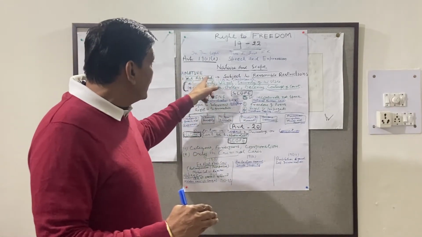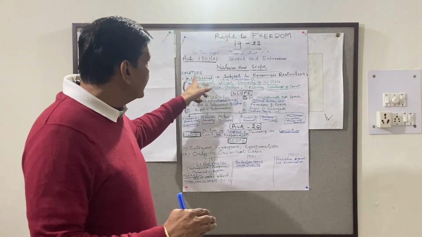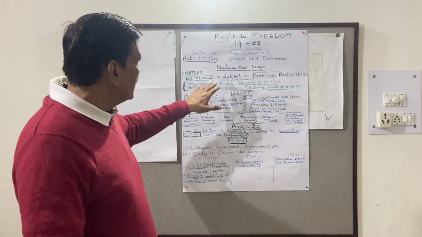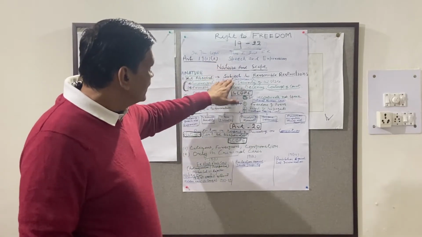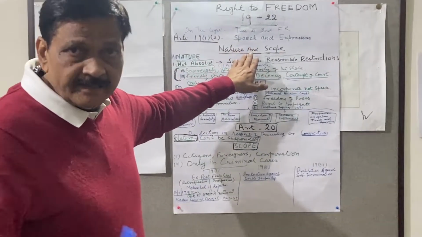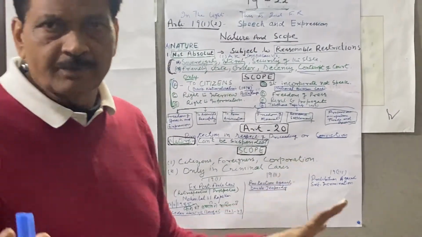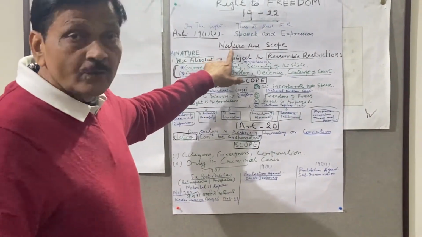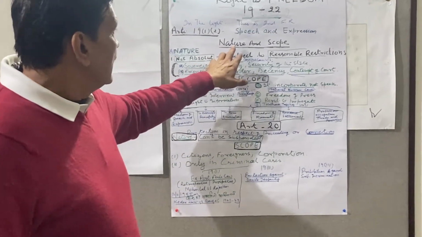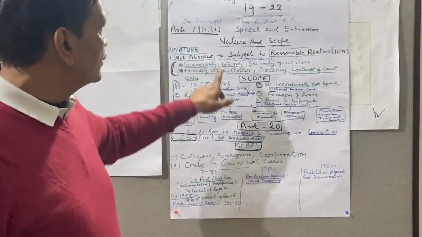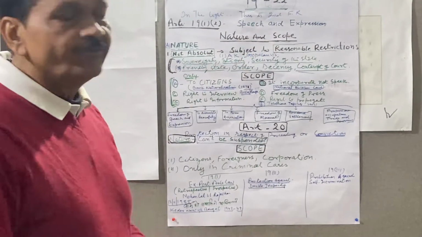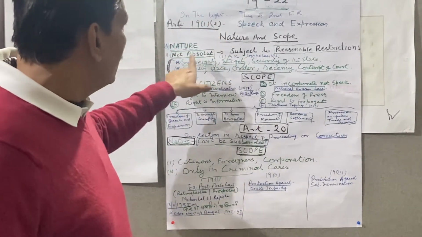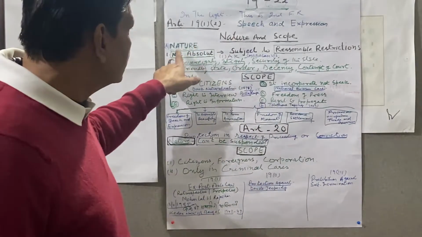Article 19.2 clearly mentions, or to simplify it more, I have decided to give this article titles. Although it is not a constitutional provision, you should note it. This is for your convenience only. The first heading you can see is nature and scope of this particular article of 19.1 and 2. Now let us come to the first topic first, nature.